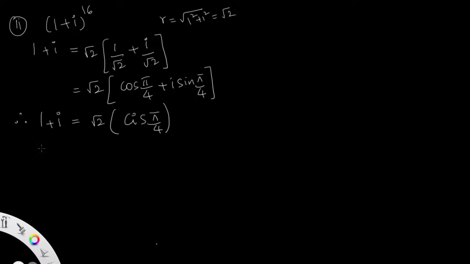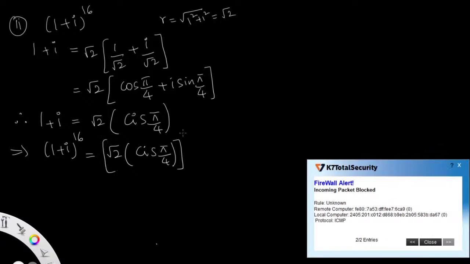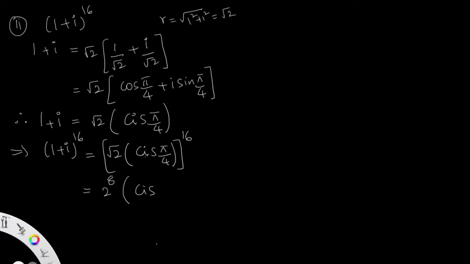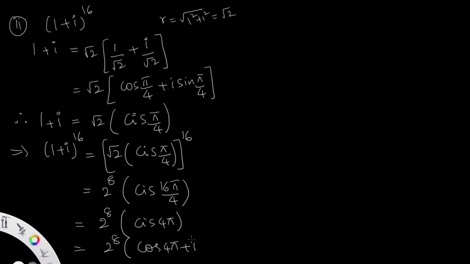But in the question the power is raised to 16, so 1 plus i whole to the power of 16 is given. So root 2 into cis of pi by 4, whole to the power of 16. Root 2 means 2 to the power of half, half of 16 means 2 to the power of 8, into cis joined with its argument, that is 16 pi by 4. So this becomes 2 to the power of 8 into cis 4 pi. Write it as 2 power 8 into cos 4 pi plus i sin 4 pi.